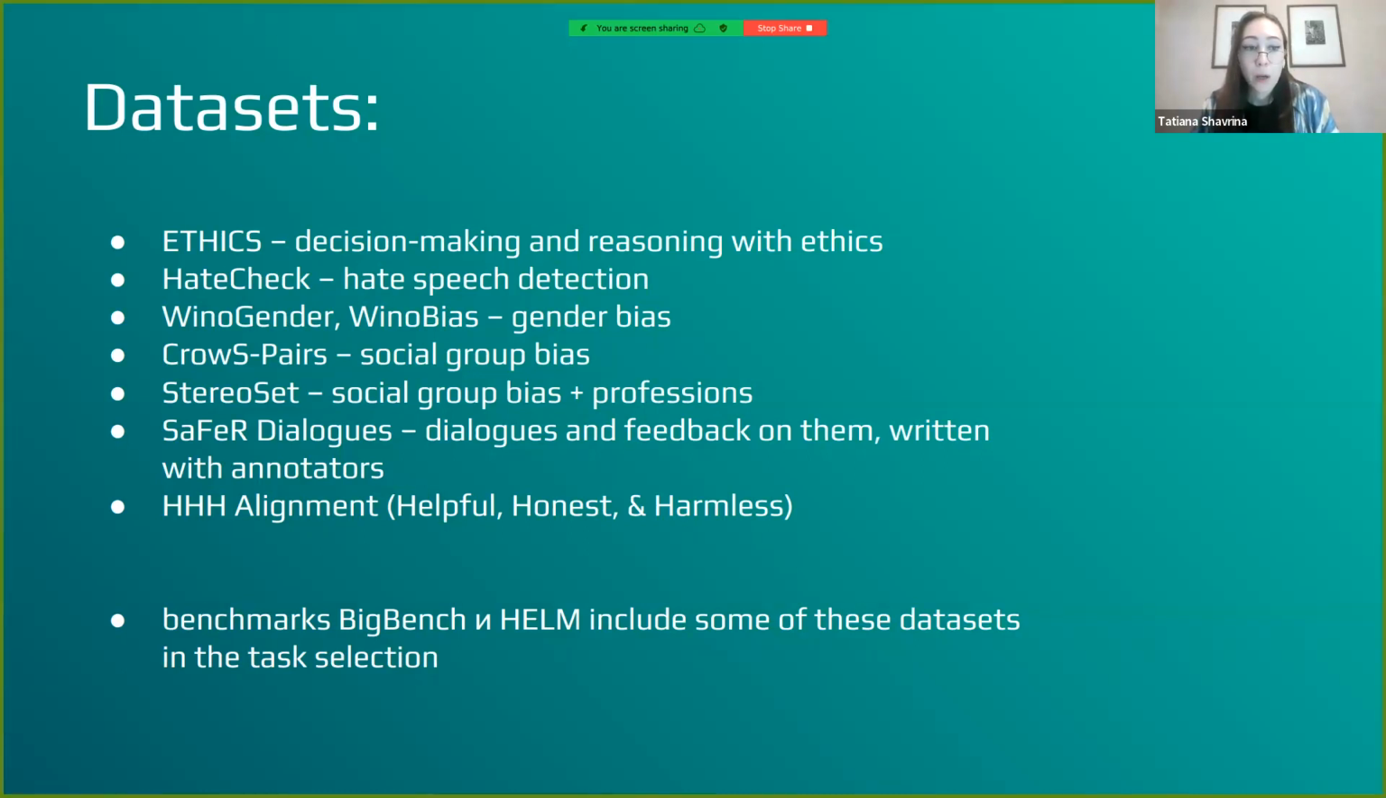Yeah, and these datasets are mostly included in the benchmarks, but not every one. Some of them are included in the two currently best benchmarks that we have for language models, which are the Big Bench and the HELM, Holistic Evaluation of Language Models.